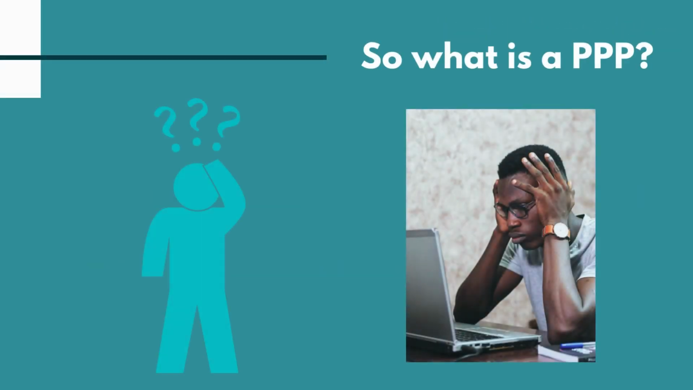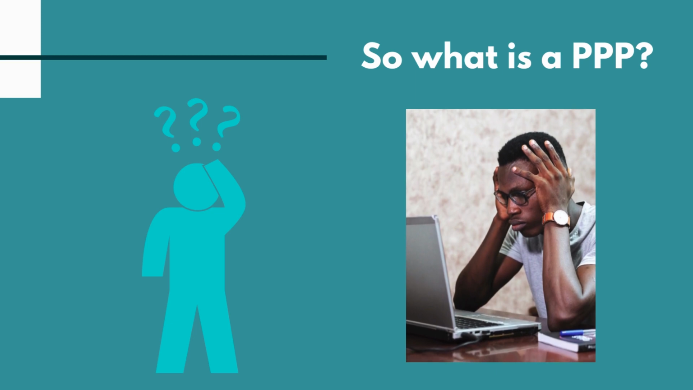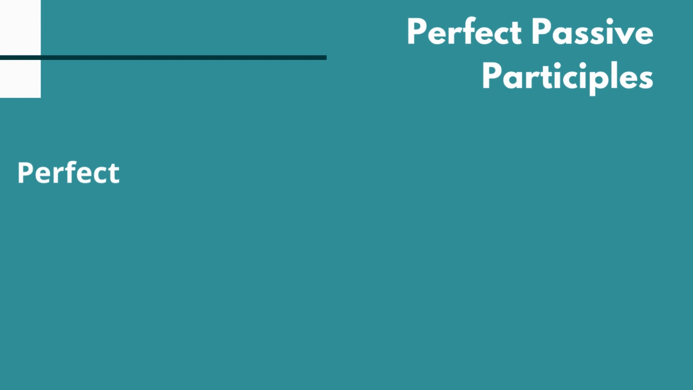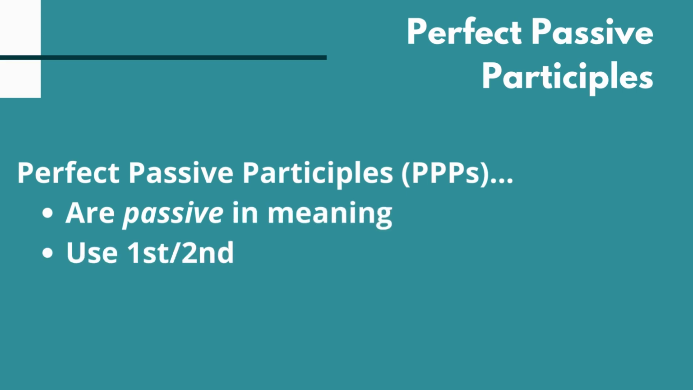So now this all begs the question, what is a perfect passive participle, right? It might be a little confusing so far, but what is it? What do we keep talking about? Well, perfect passive participles are kind of what they sound like. They're passive in meaning, right? They're participles, so they're verbal adjectives, and they're passive in meaning. They use first and second declension adjective endings.